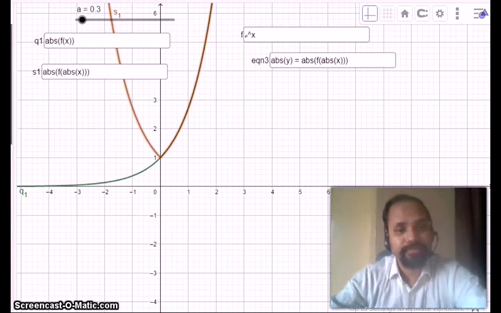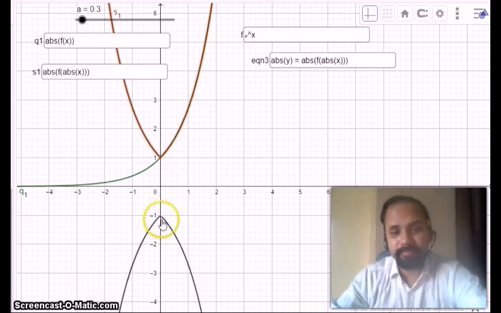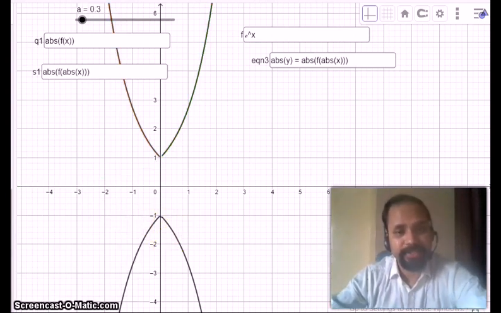Okay, and then simply draw the image of this graph with respect to the y-axis. That means this will be like this. That is the brown part and the blue part will be the graph of this function. Okay, this is the graph.